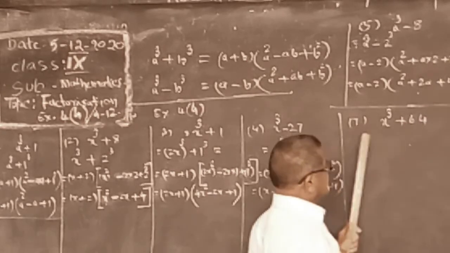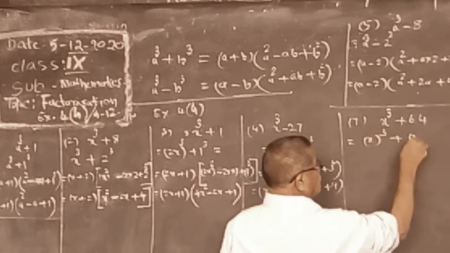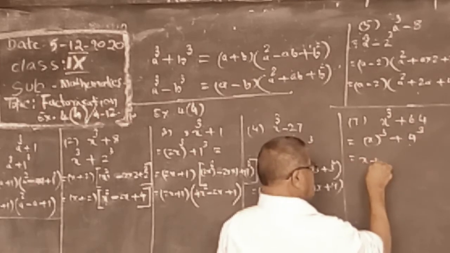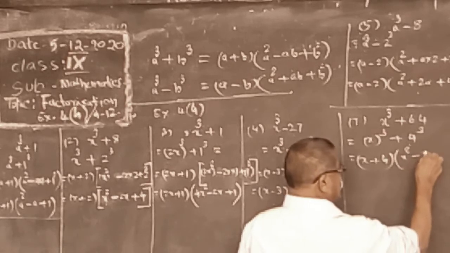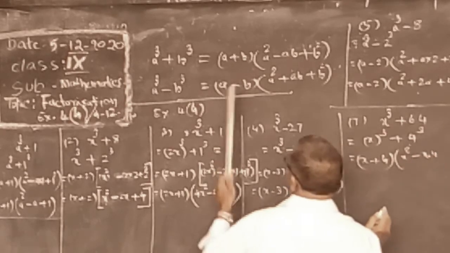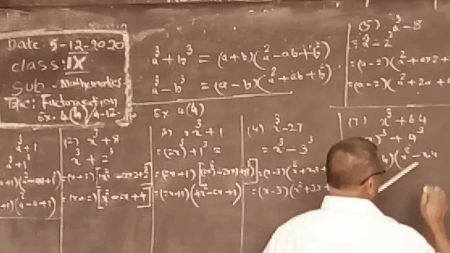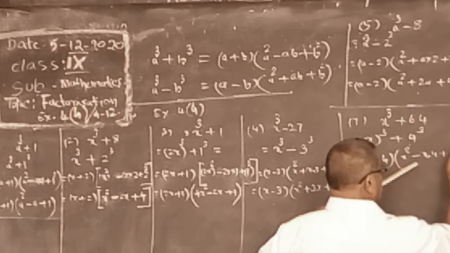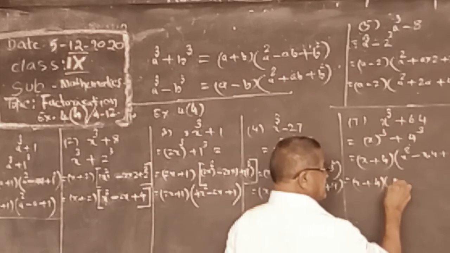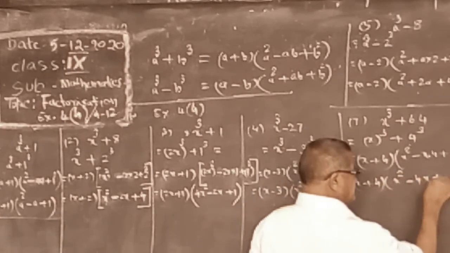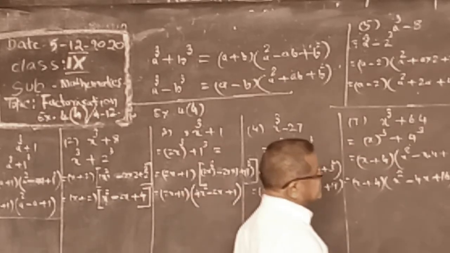Seventh, this is x cube plus 64, and 64 is 4 cube. (x plus 4) into (x squared minus x into 4 plus 4 squared). It is a cube plus b cube. Whenever plus is there, you write minus inside. So 4 squared. In the next, (x plus 4) into (x squared minus 4x plus 16). These are the factors.